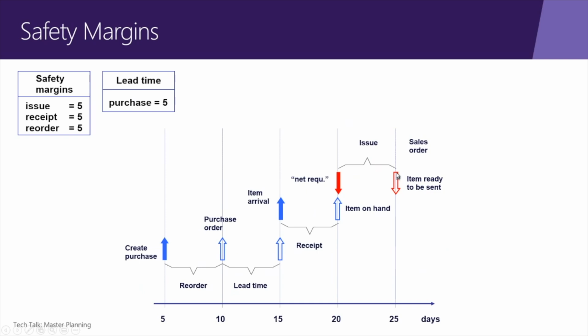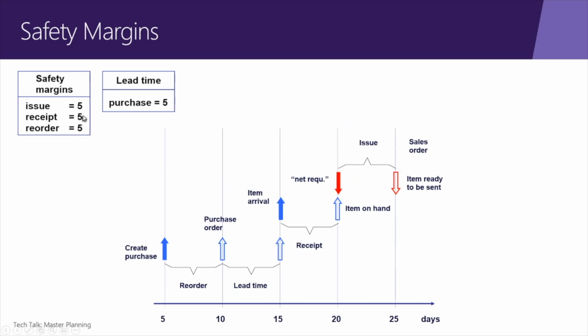So let's say we have a sales order that we need to ship on day 25. But if we set up a safety margin for issue of 5 days, then what master planning will do is actually see that demand instead of on the 25th day 5 days in advance on the 20th day. Okay, so it will move that demand 5 days ahead in time, and it will say, okay, I need to satisfy that demand here on day 20.